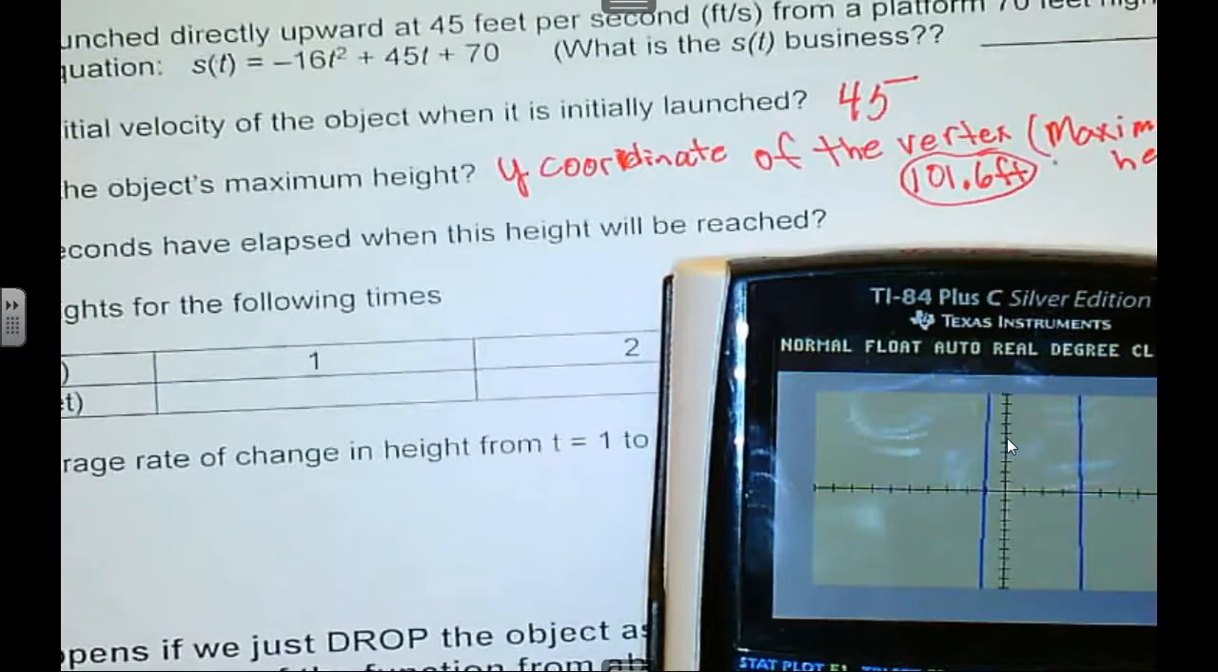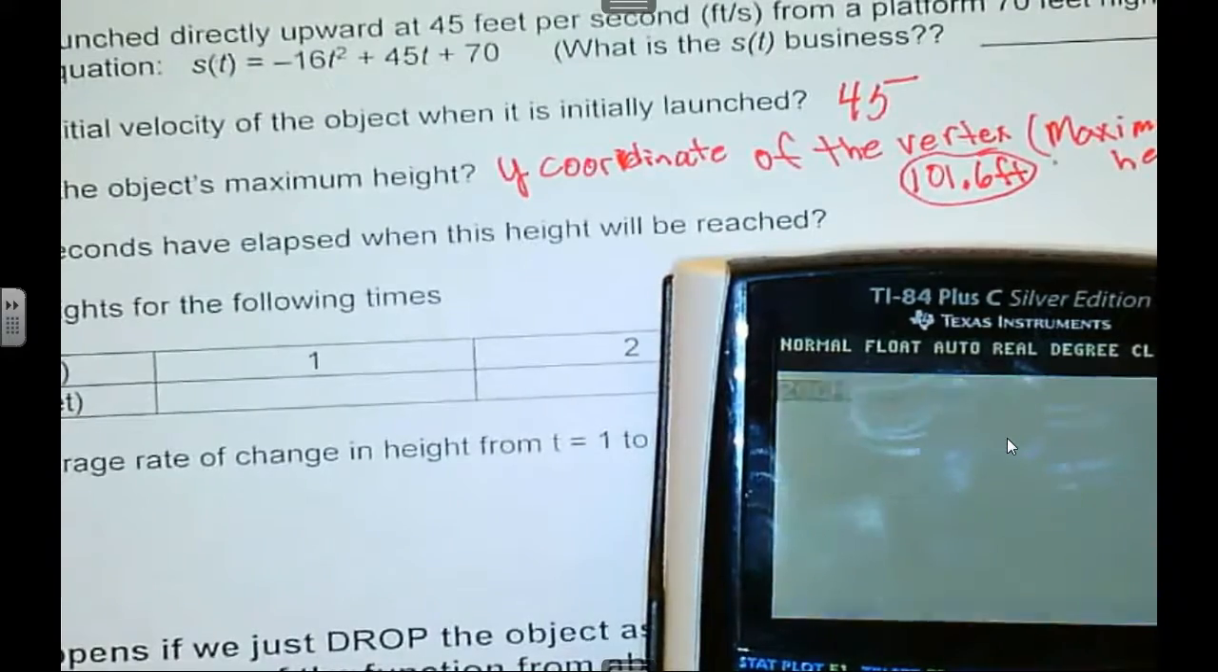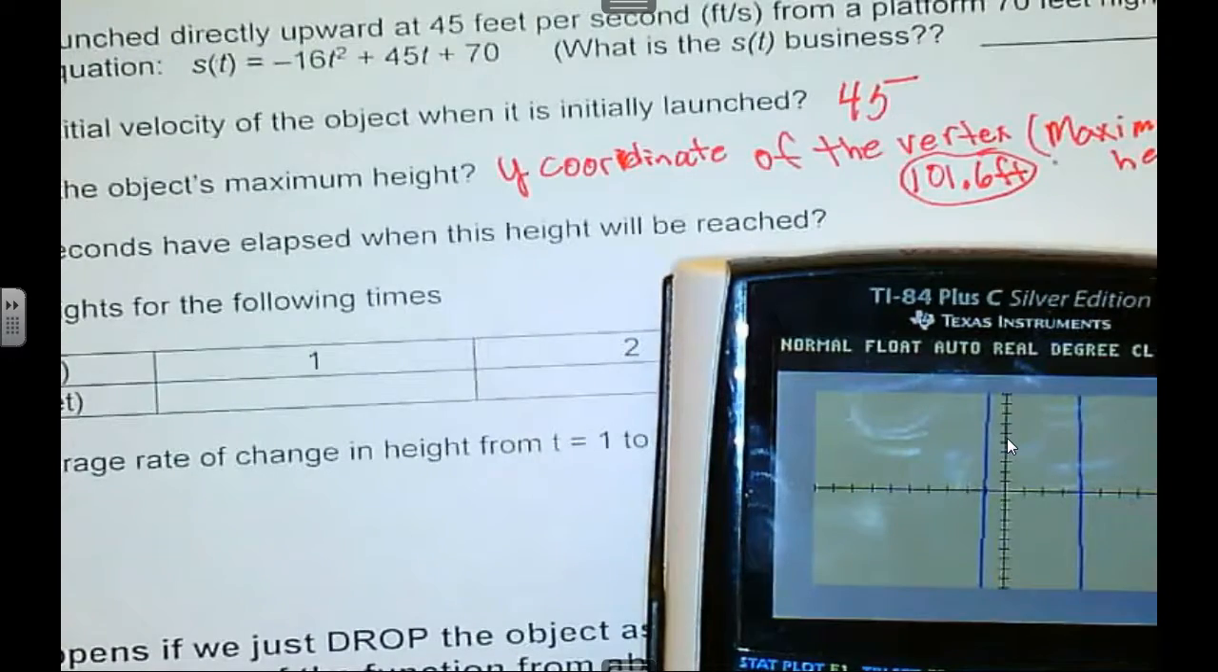Okay, that's fine. All right, do you know how to switch back? You want a normal graph, just hit zoom, hit zoom standard, and it'll go back to your regular graph. Okay, so again, gentlemen, do you know how to do this? Because it's on your test Friday. No, you're going to have to remember how to do this.